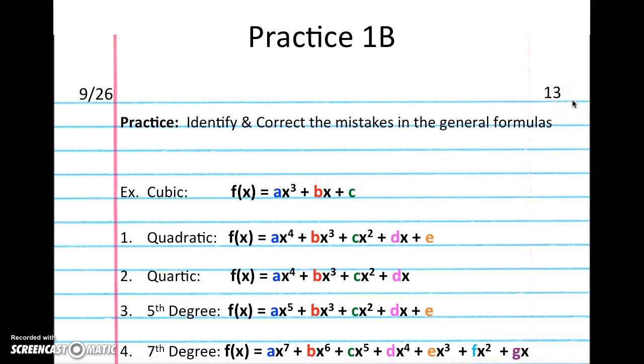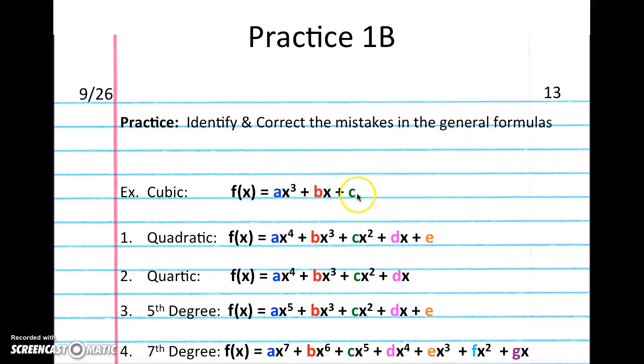All right, so for the next practice, you're going to identify and correct the mistakes in the general formulas. So for example here, we have a cubic function, and clearly there's a mistake here. Well, let's see if we can figure out the mistake using our check. If it's cubic and it's third degree, how many terms should we have? 3 plus 1 gives us 4. We should have 4 terms.